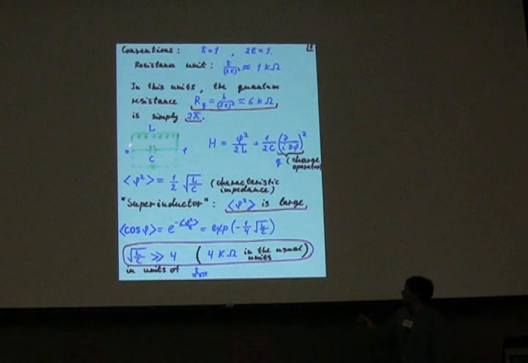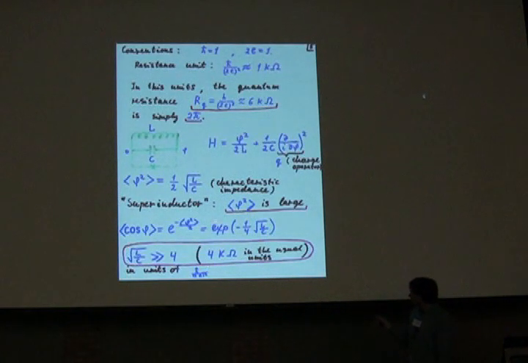Let's consider the ground state of the circuit. This is just a harmonic oscillator, and it is characterized by phi squared average, which is given by this expression. The square root of L over C is the characteristic impedance of the LC circuit at a frequency of about the resonance frequency.